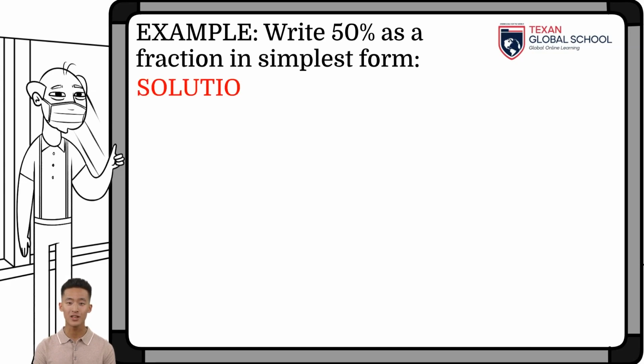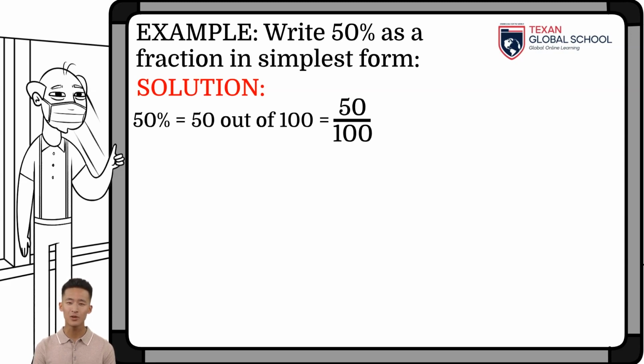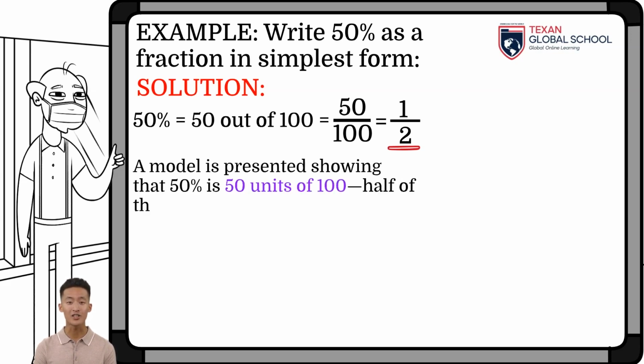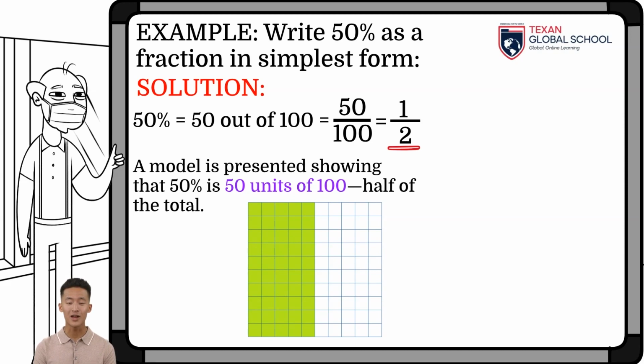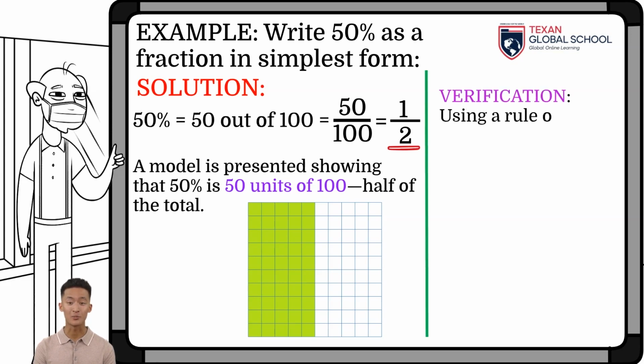In this other example, we will represent 50% in its simplest form. So, 50% means 50 out of 100. As a fraction, it is represented as 50 out of 100. When simplifying, 50% is 1 over 2, or 1/2. To model 50%, let's draw a 10 by 10 square. Hence, 100 little squares or units. 50% is 50 units, as represented on the board.